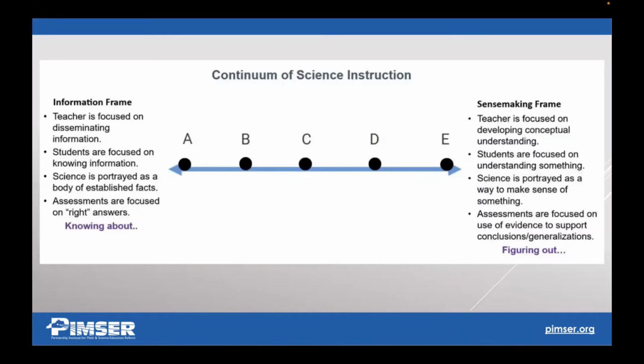After we discuss the components of sense-making, you'll have an opportunity to revisit these questions and draft a plan of action. Take a minute, pause the video, and discuss this continuum.